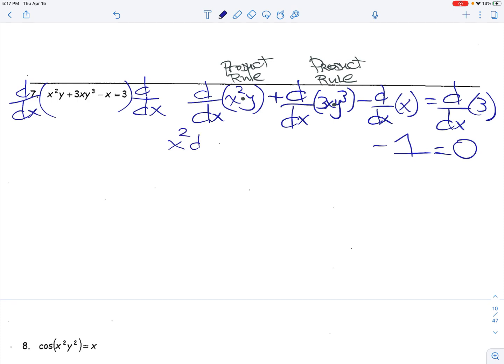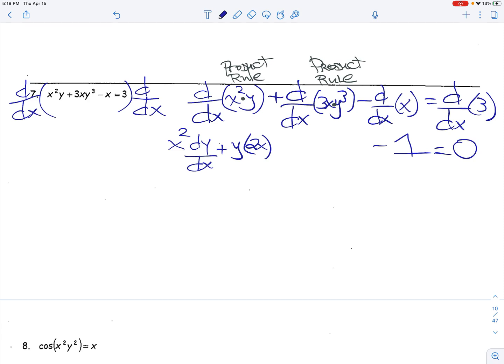First times the derivative of the second, right? Let's do it. All right, so the x squared y, the first times the derivative of the second. Derivative of y is dy/dx, plus the second, y, times the derivative of the first. Derivative of x squared is 2x. All right, plus now we've got to do the derivative of 3x times y cubed.